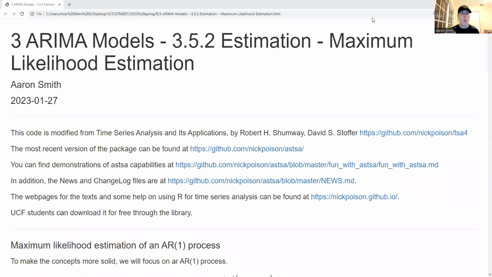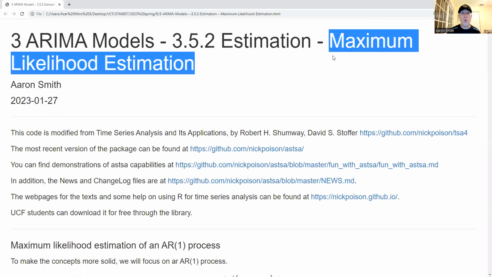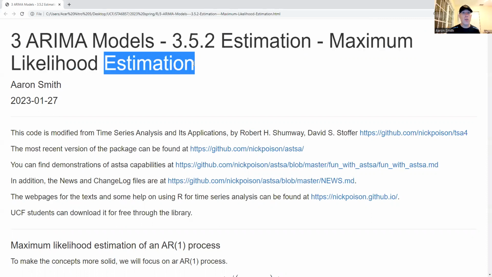Hi, in this video, we want to take a look at autoregressive moving average models where we're going to focus on estimating the coefficients of the autoregressive part and the moving average part. Specifically, we're going to do this through maximum likelihood estimation.